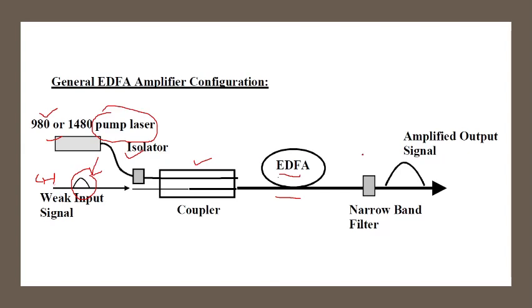That is done with the help of EDF, and a narrowband filter is used at the end because we want to reduce the out of band noise in a particular signal. So these are the components. We will discuss in detail the function of each component in further slides.